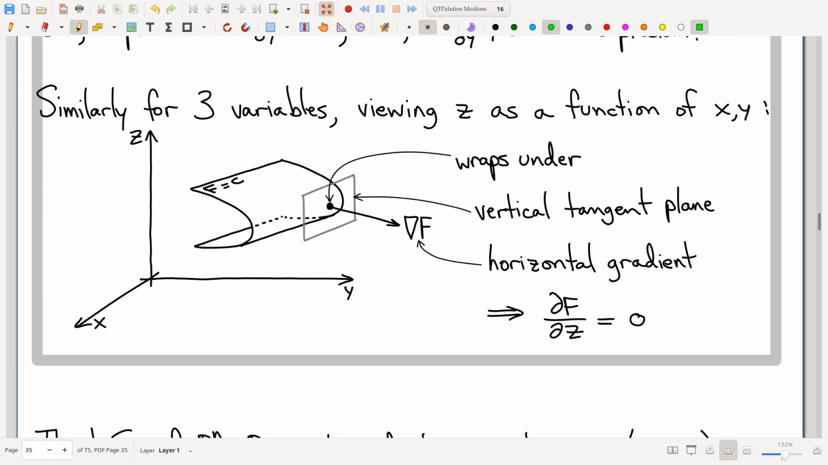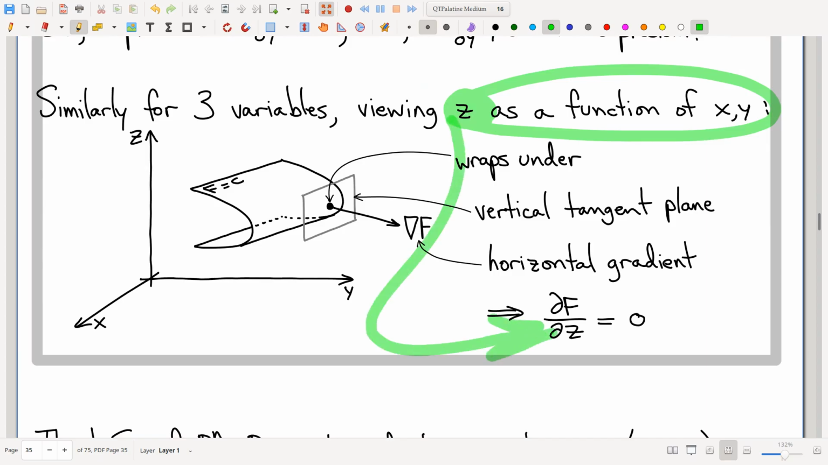If z is what you would like to view locally as a function, that question is arbitrated by the partial with respect to z. It's always the same. That pattern holds. And by the way, here's a really good exercise. If you want to test yourself, do you really have a good understanding of this argument right here? Ask yourself, what would the picture look like and how would the argument be different if you wanted to view y as being a function of x and z?